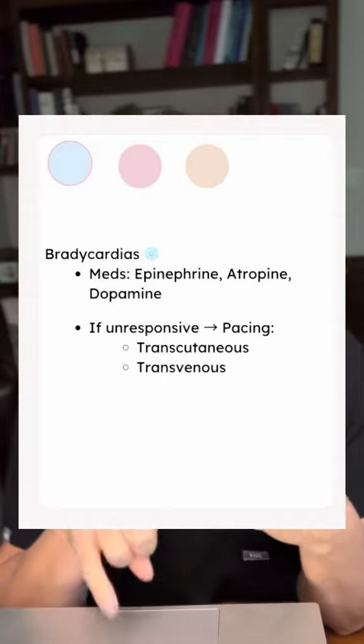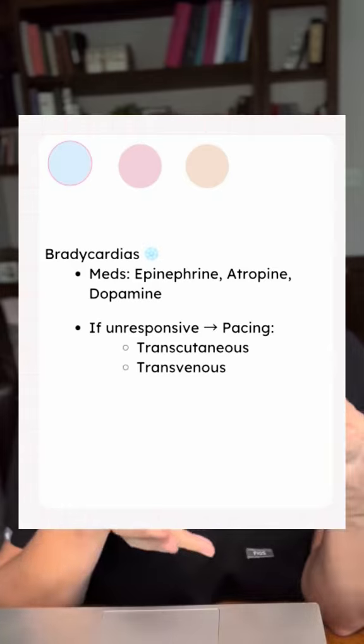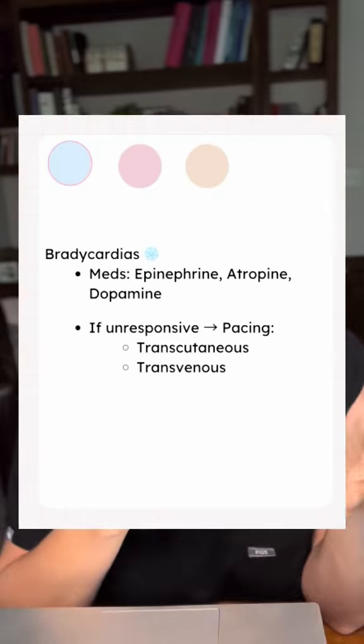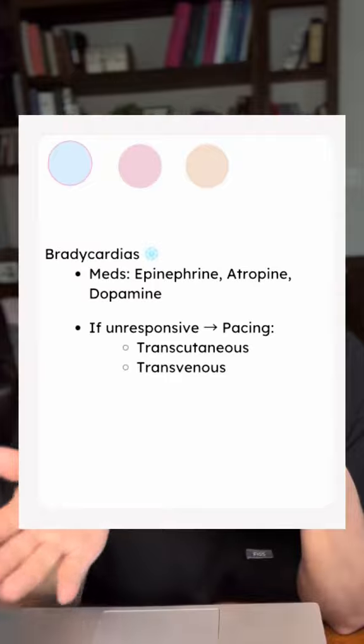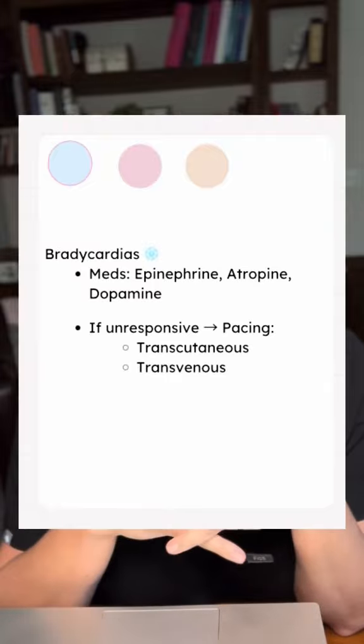If your patient is having a bradyarrhythmia, things like epinephrine, atropine, dopamine may be used. If your patient is unresponsive to medications, you may have to try pacing, transcutaneous, and if that doesn't work, maybe even transvenous. The important thing is if your patient is having a heart rate that's impacting their cardiac output, you have to intervene to fix that. Knowing how to treat heart rate to optimize cardiac output is super important.